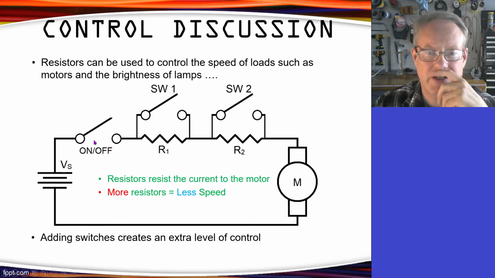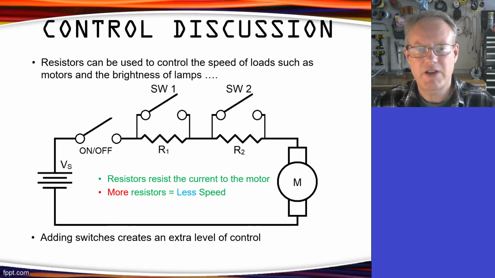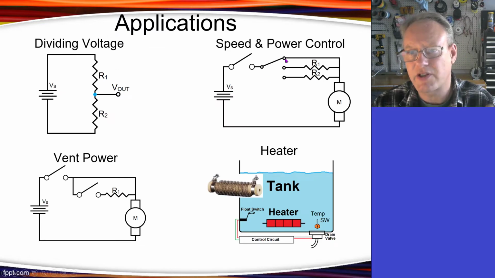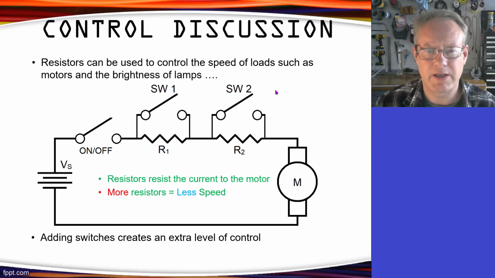Now, control discussion. So this is just a control discussion about how we maybe use a couple of resistors to control the speed of a motor. This is different than this one. Take a look. So I've got three different options here. No resistor, or this resistor. But over here, I've got another circuit. So, you know, you can build control in lots of different ways.